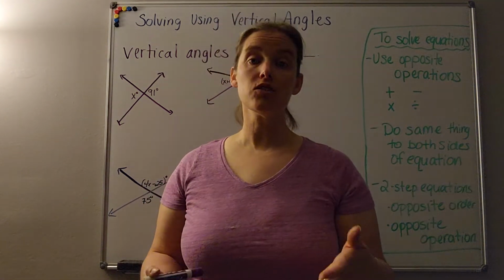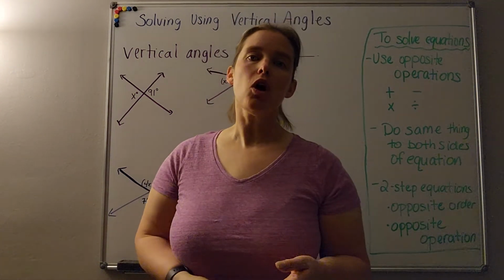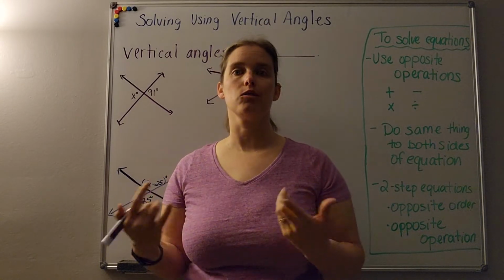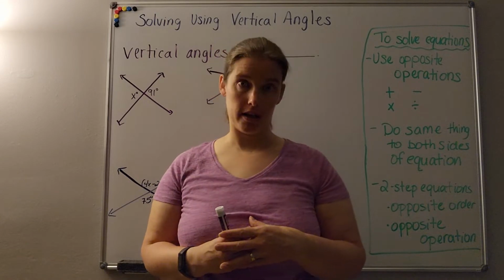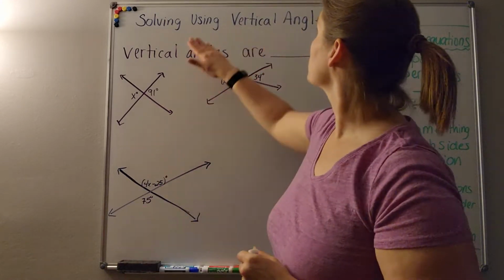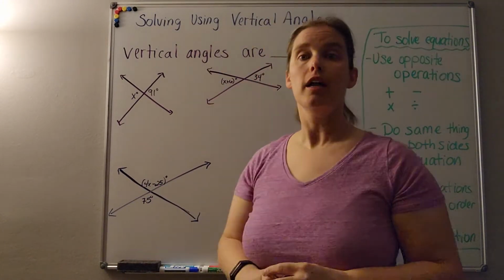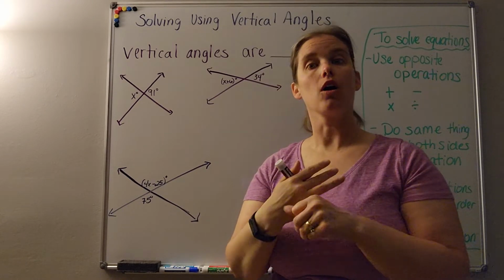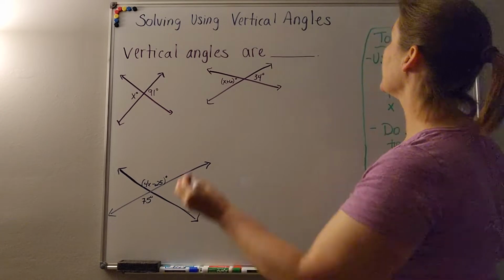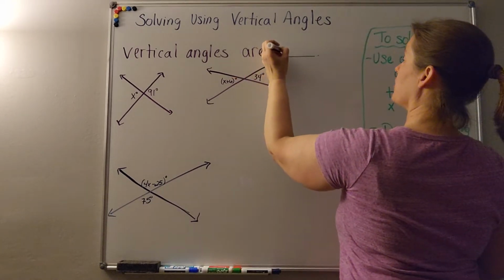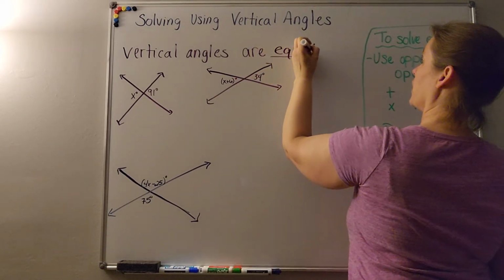Everybody. In this video, we're going to look at how we solve and find the value of x, or it could be any other variable, if you have a set of vertical angles. So we're solving using vertical angles. Now, vertical angles, remember, are across from each other and they are equal in size. That's the really important thing to remember here.